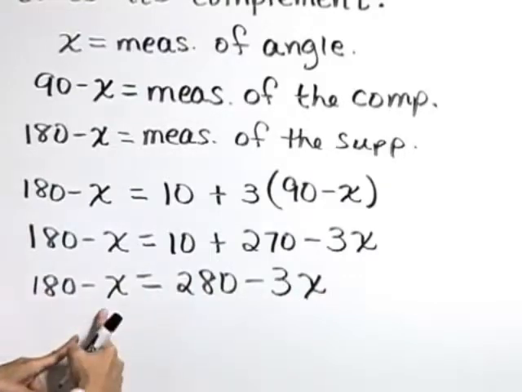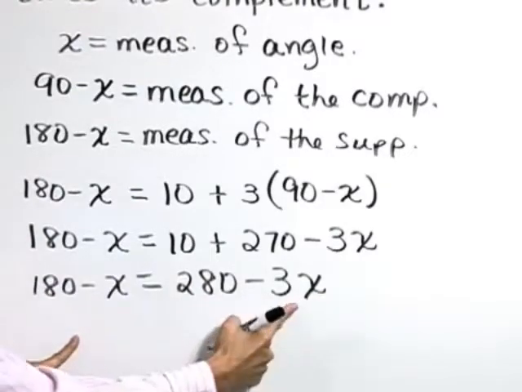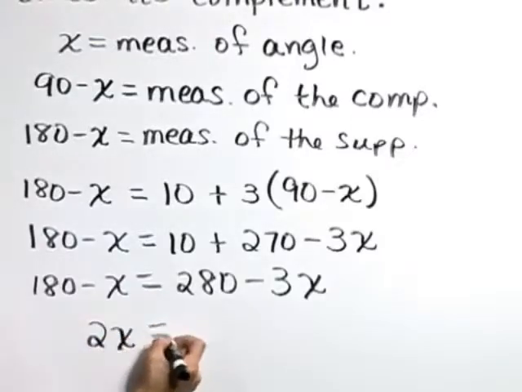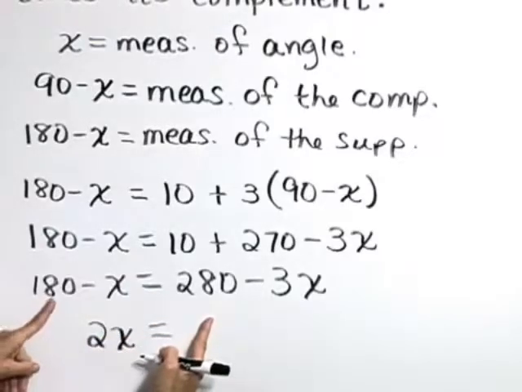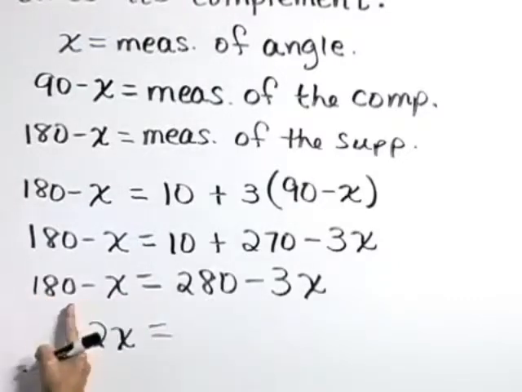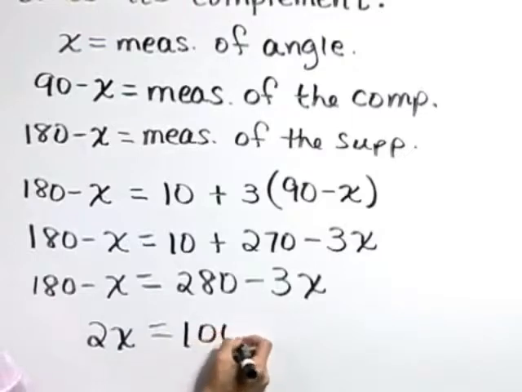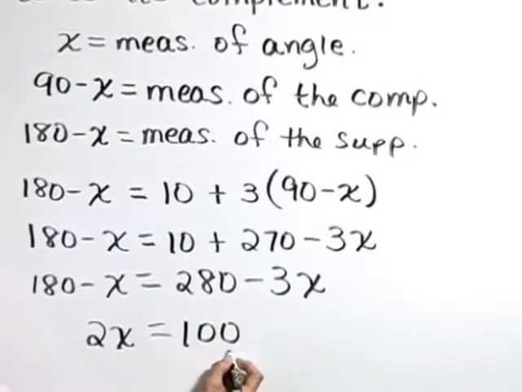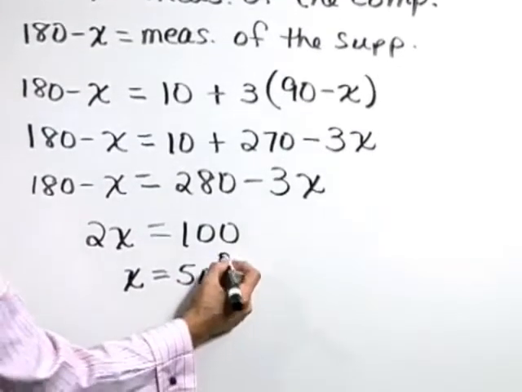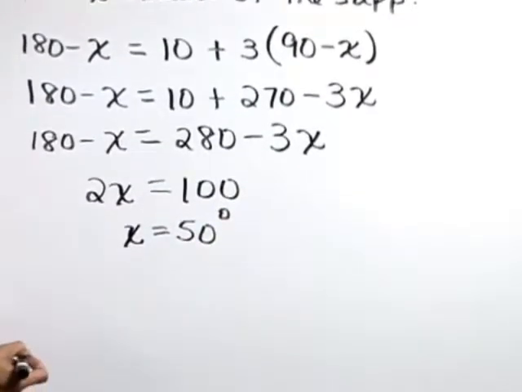I'm going to add 3x to both sides. So a positive 3x and a negative x is 2x. And at the same step, I'm going to subtract 180 from both sides. So 280 minus that 180 is 100. Lastly, dividing by 2 gives x is equal to 50. Let's go ahead and write that as 50 degrees.